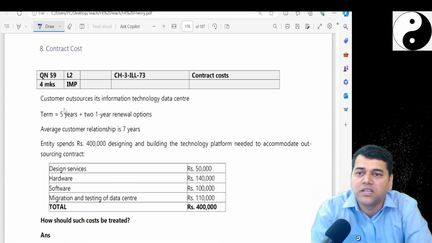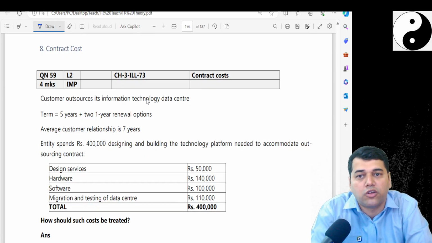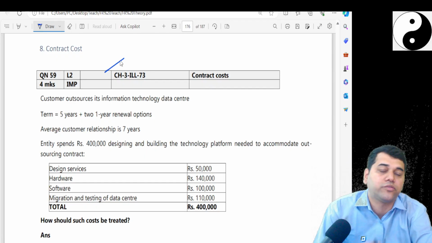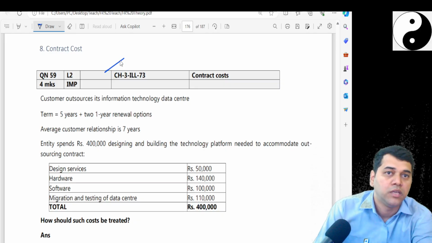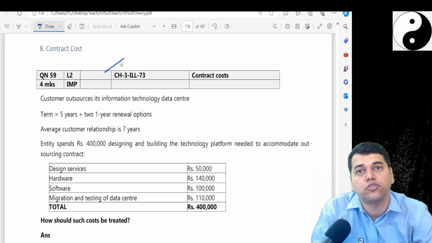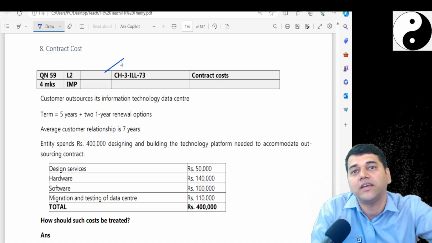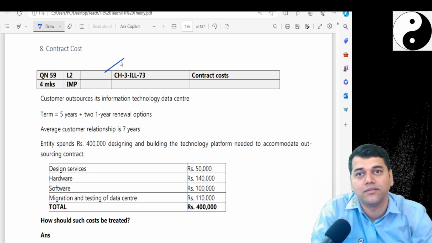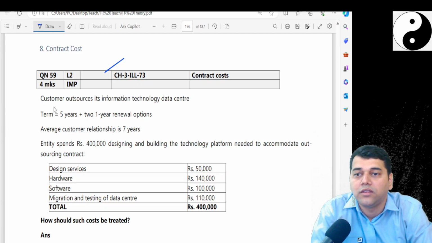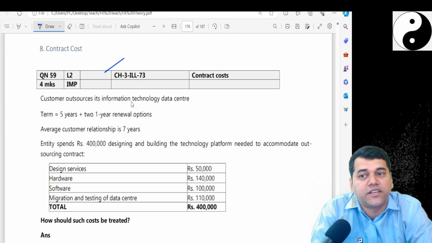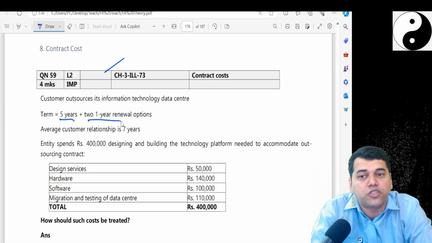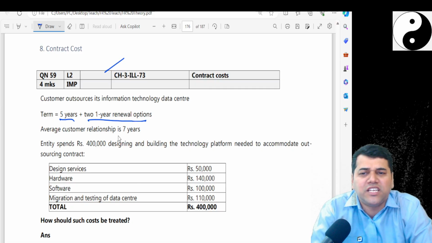One theory question is there. Contract cost. Customer has outsourced the information technology data center. Probable question in the exam. Because see, you cannot expect what will come. In fact, what they asked was not the illustration question, they asked the example question in the examination. Now, the customer outsourced its technology data center. How many years? 5 years plus 2 years renewal. Average relationship is 7 years.